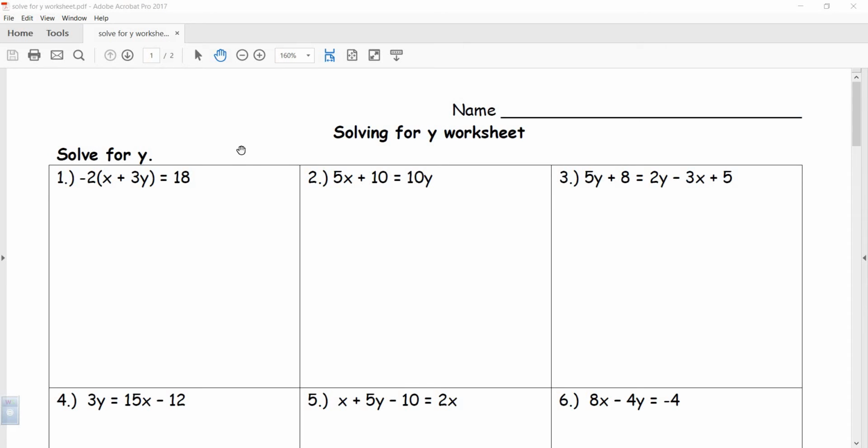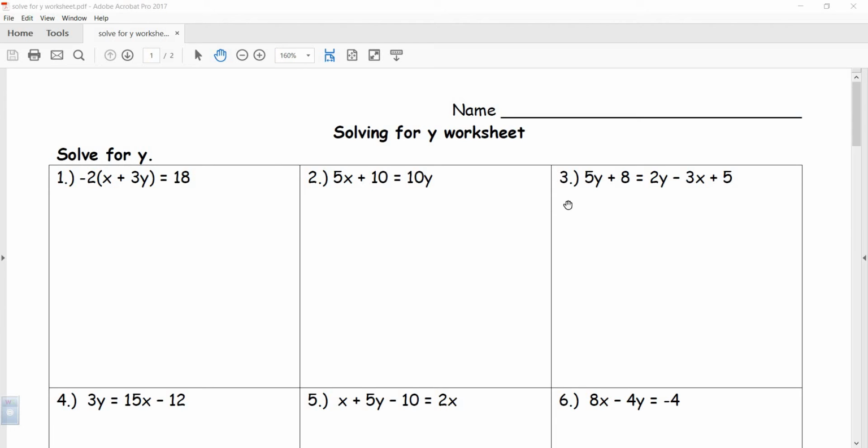Well, hey everybody, Mr. Reeves back with you, and in this lesson, we're going to be talking about solving for y. So we did a lot of equation solving. We recently did some inequality solving, and we're going to be graphing inequalities in two variables. Before we do that, I wanted to take a step back and talk about solving for y.